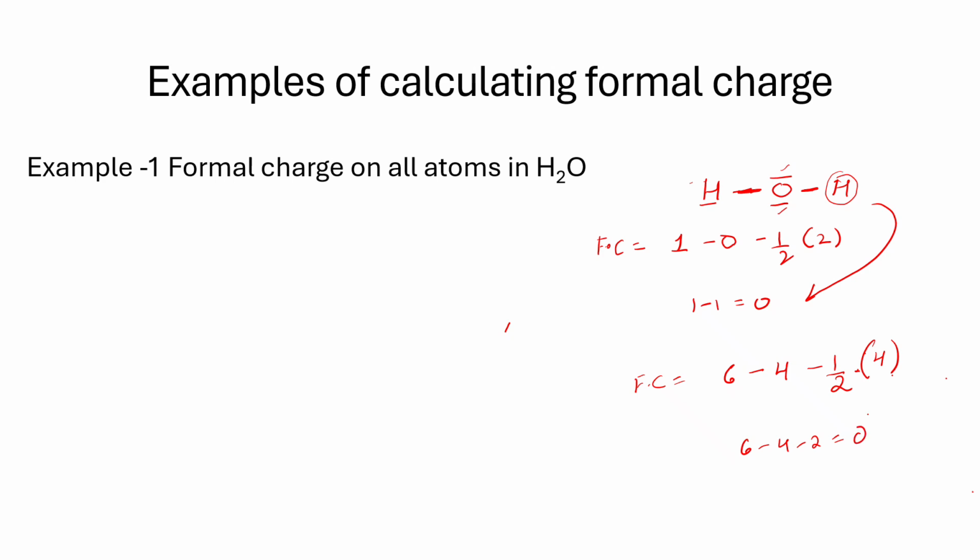So notice that the formal charge on all the atoms is coming out to be 0, and the sum of this is also coming out to be 0. This is an excellent test to validate your Lewis structure. The sum of formal charges on all the atoms in a specific molecule or species shall be equal to the overall charge on it. In this case, we had water, which is a neutral molecule, so the sum of formal charges also comes out to be 0.